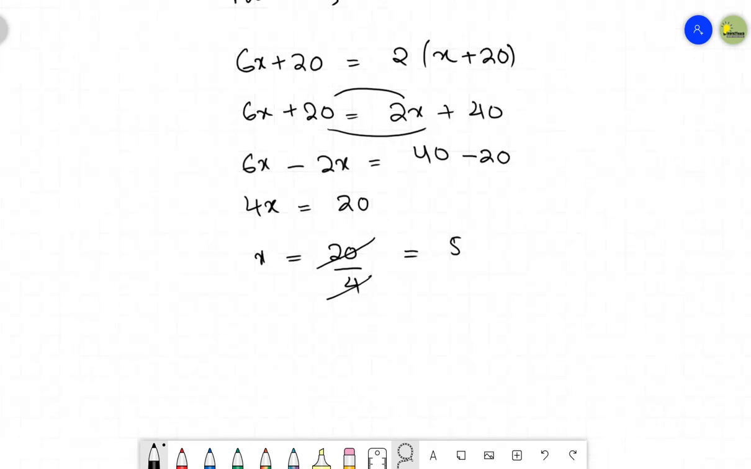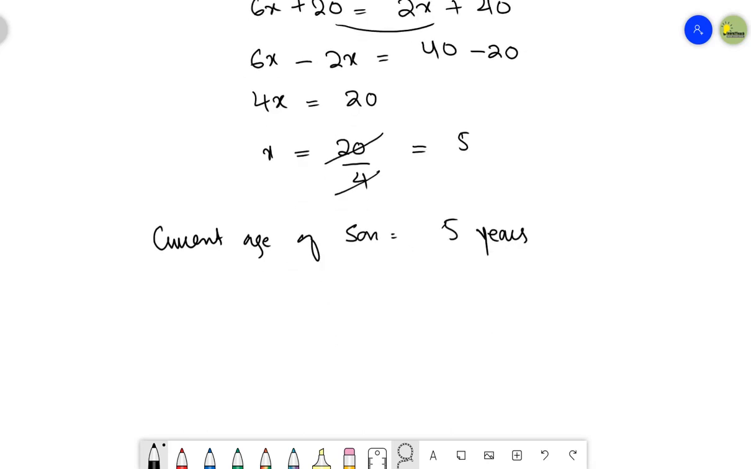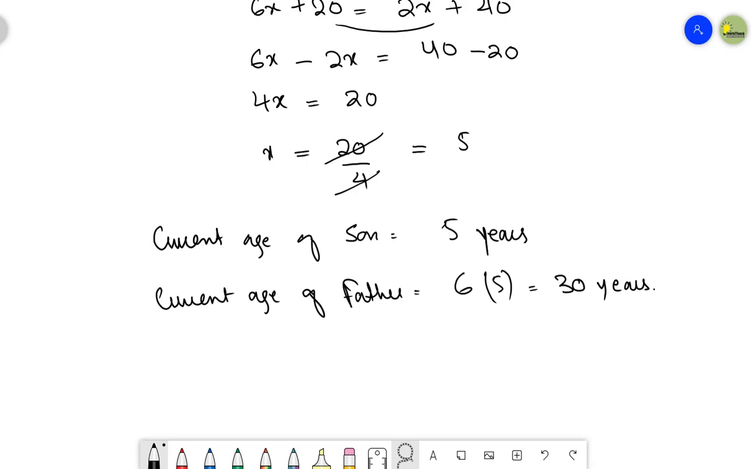It means the current age of son equals 5 years. And since the father is 6 times as old as his son, it is 6 multiplied by 5. It will be 30 years. Okay. Now, the son is 5 years old and the father is 30 years old.